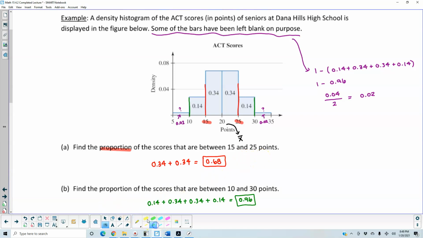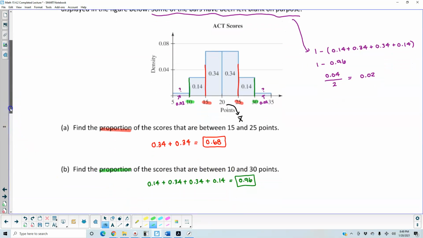Next, we want to find the proportion of the scores that are between 10 and 30. So there's 10 and then there's 30. That means we're going to take everything in between here. So we're going to add 0.14 plus 0.34 plus 0.34 plus 0.14, which gives us 0.96, and that is the proportion of the scores that are between 10 and 30.